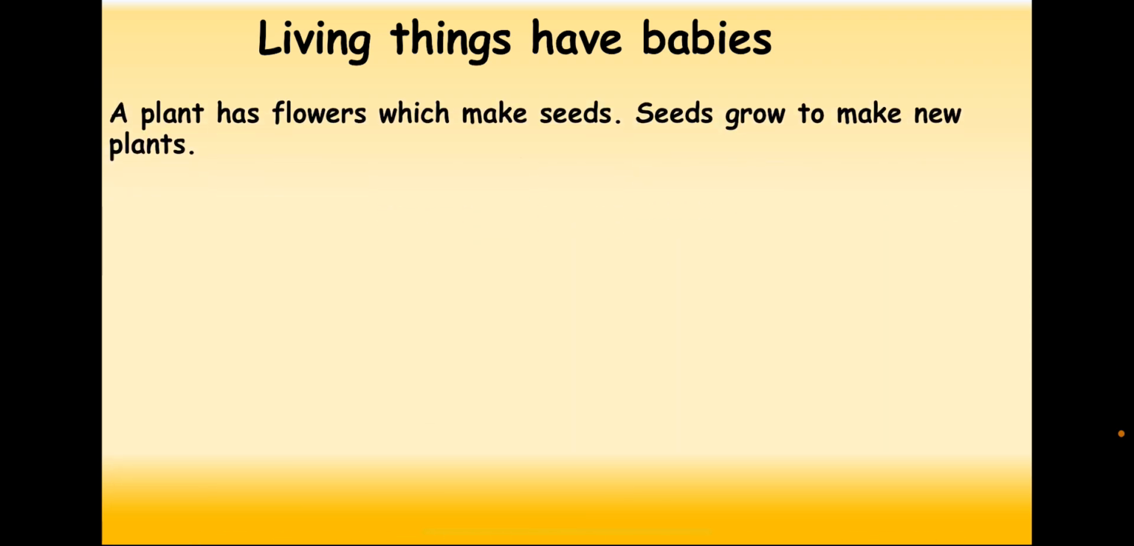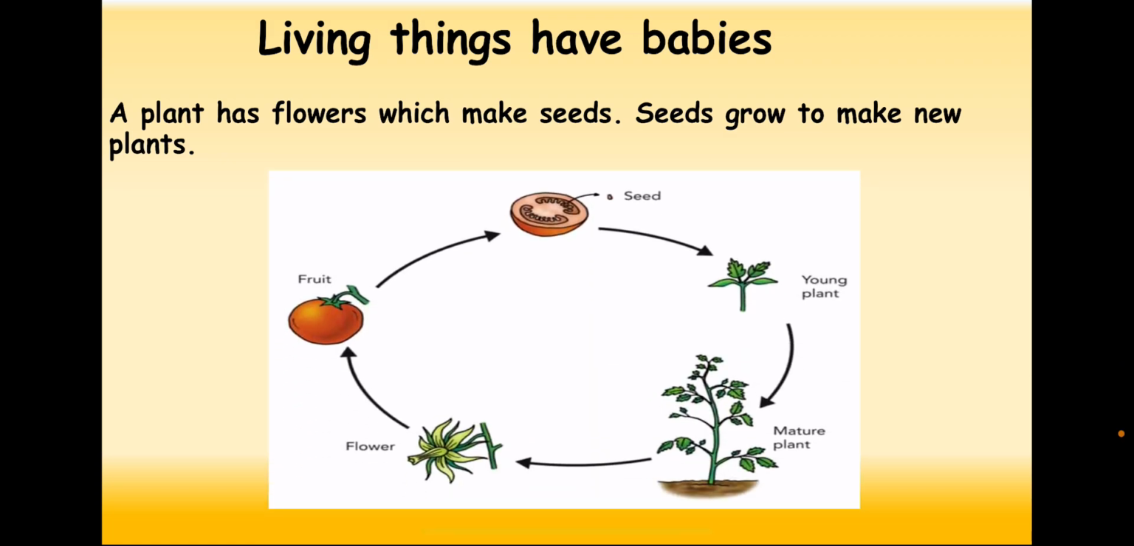A plant has flowers which make seeds. Seeds grow to make a new plant. As you can see, this is the tomato, and in the tomato you can see a small seed. If you put that seed into the soil, it will grow into a young plant, and then the young plant becomes a mature plant. And on the mature plant, the flower grows, and from the flower the fruit comes out.